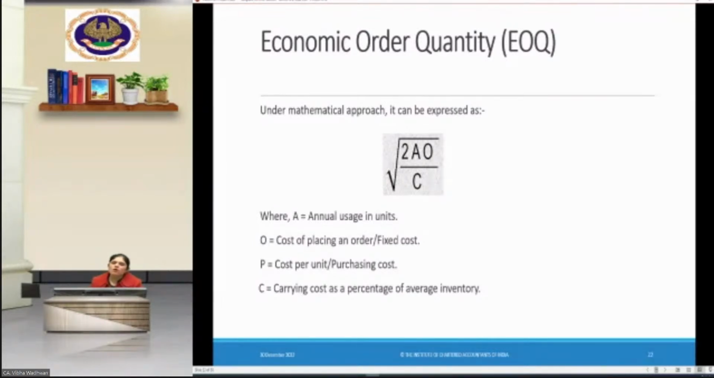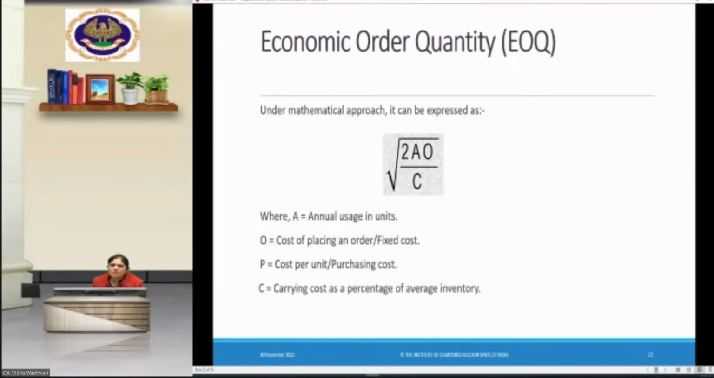O is the ordering cost. P is the purchasing cost per unit. C is the carrying cost as a percentage of average inventory. Carrying cost can be given as a percentage of P. Average inventory means purchase cost per unit. All right. So it will be used when we do the question.